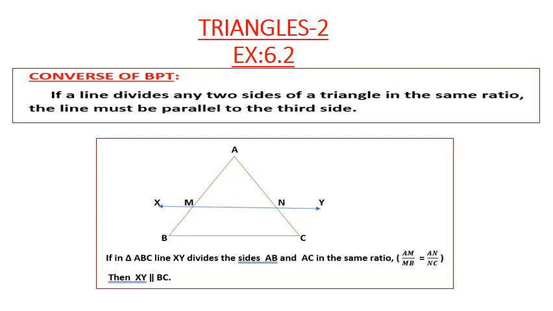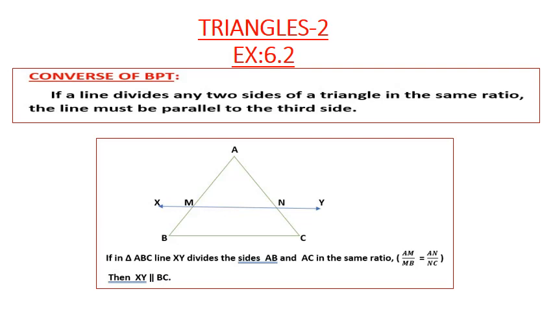Before going to the problems, let us recall the converse of BPT. If a line divides any two sides of a triangle in the same ratio, then the line must be parallel to the third side. In any triangle, if a line divides any two sides of a triangle in the same ratio, then the line must be parallel to the third side.